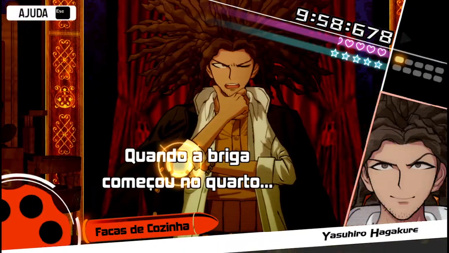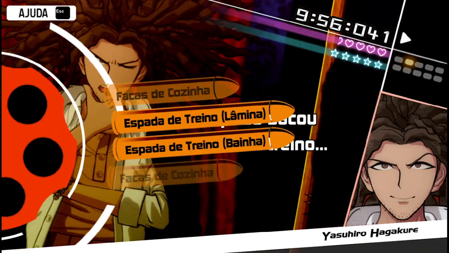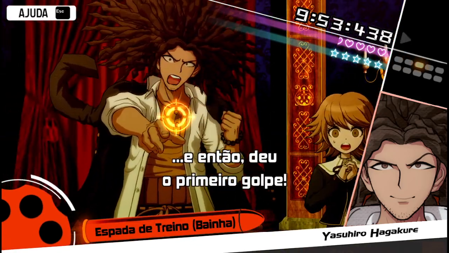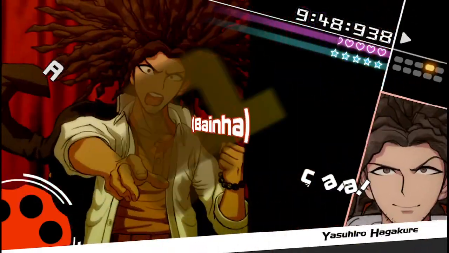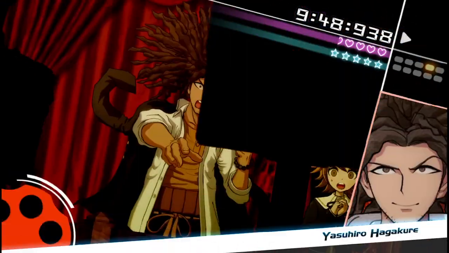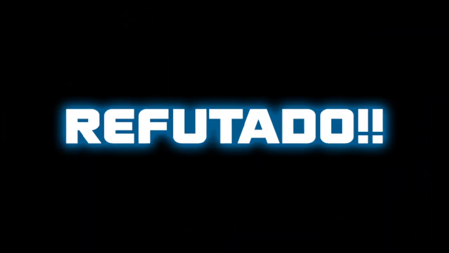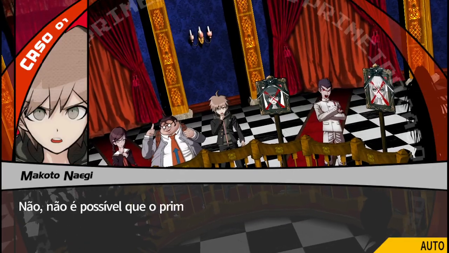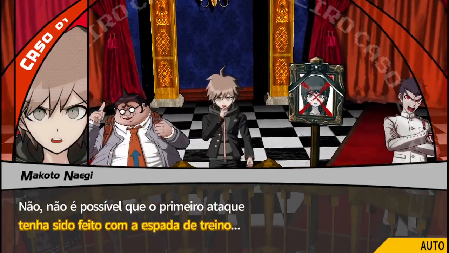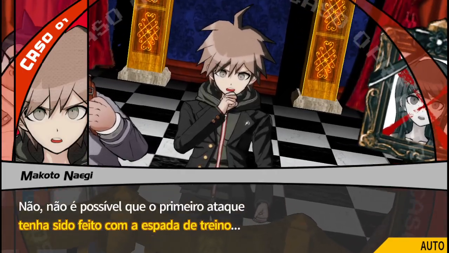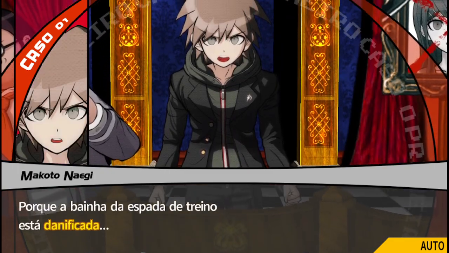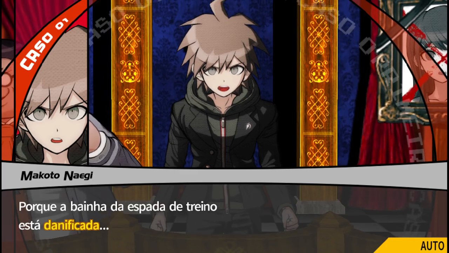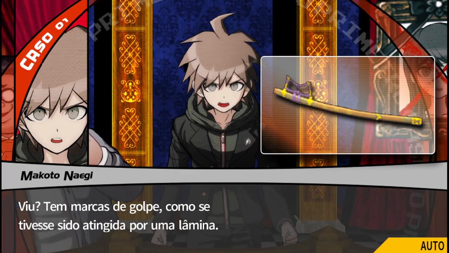When the fighting broke out, the culprit grabbed the sword, and that's when the first blow was dealt. A sword-based sneak attack! No, that's wrong! Actually, no. I don't think the fight started with the sword. Huh? Why not? Because the sword sheath had been scratched. See? There's a gash in it, like someone cut into it with something sharp.